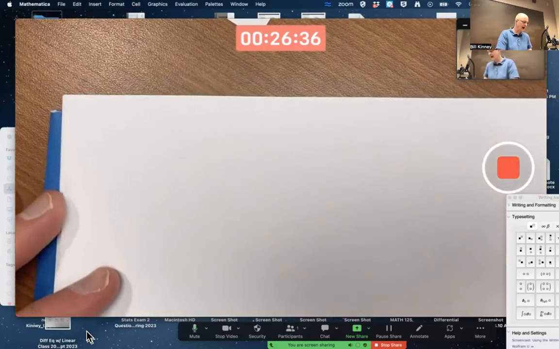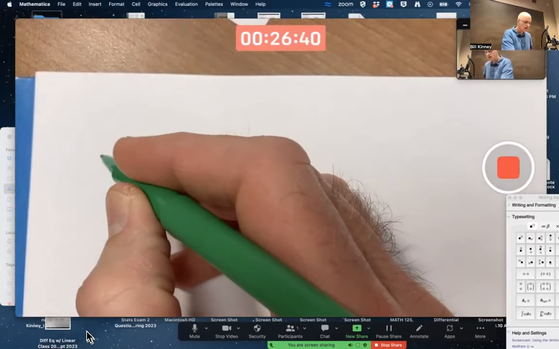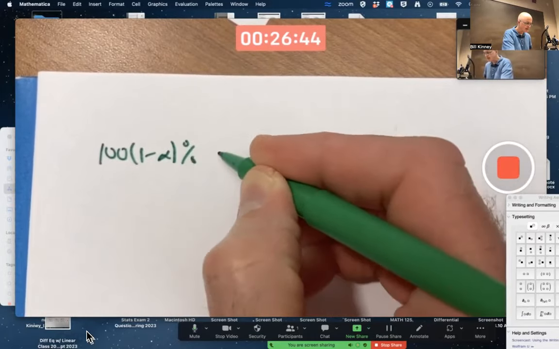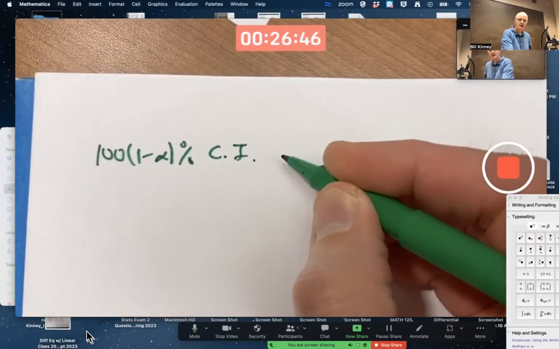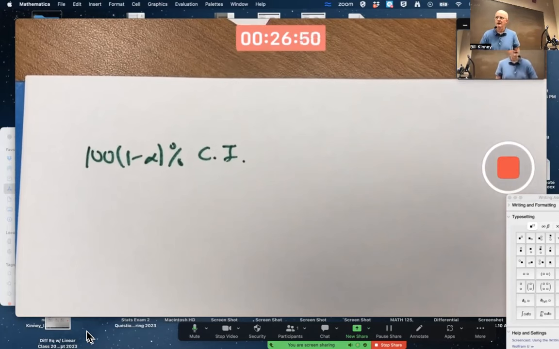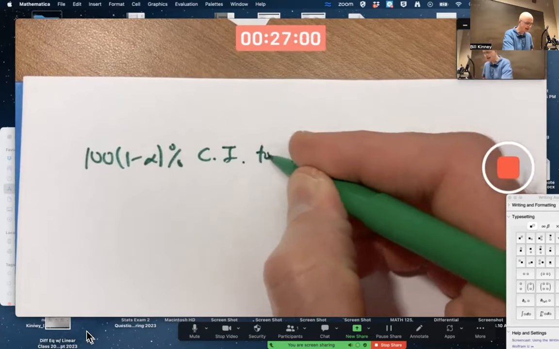So first of all, we have a 100 times 1 minus alpha percent confidence interval. You should not stop there. You should say what it's for. There are different formulas for confidence intervals in different situations. Say what you're trying to estimate.